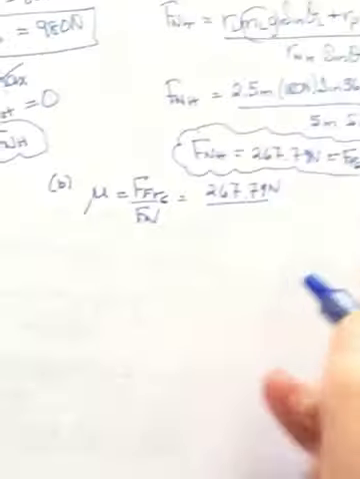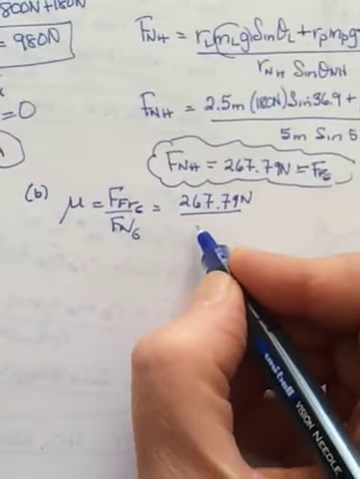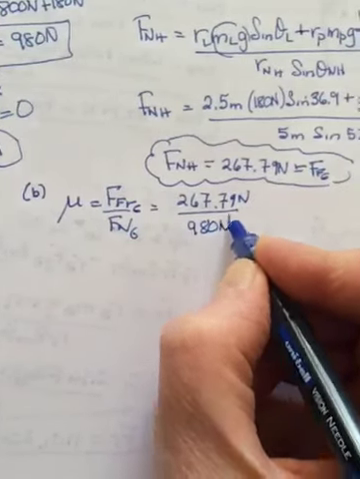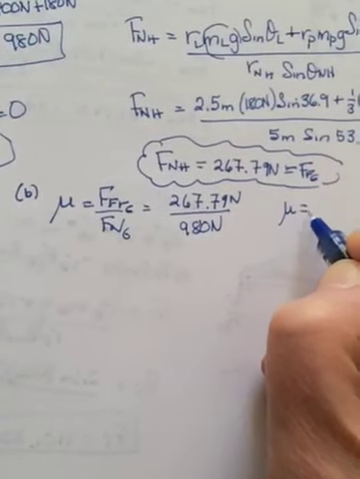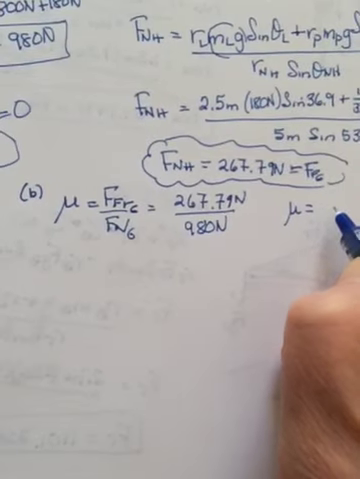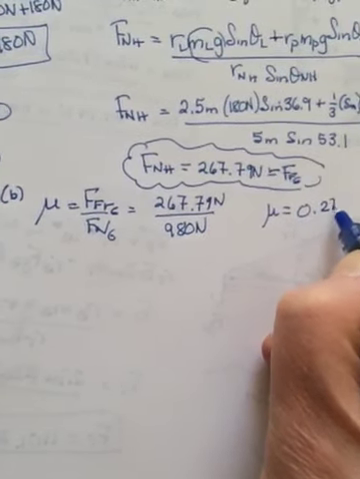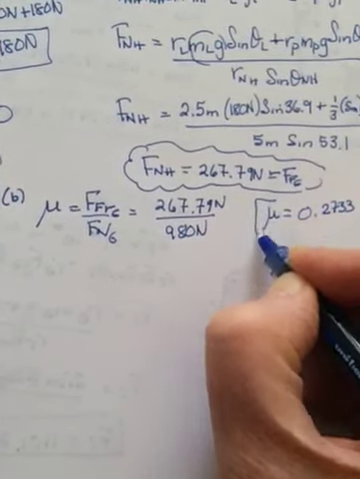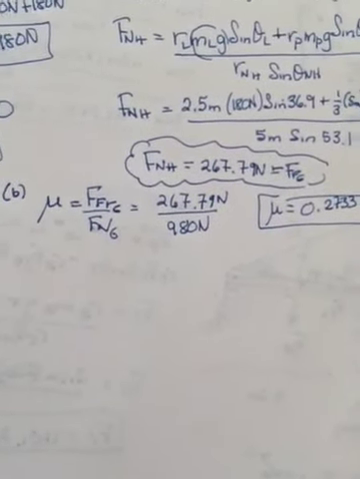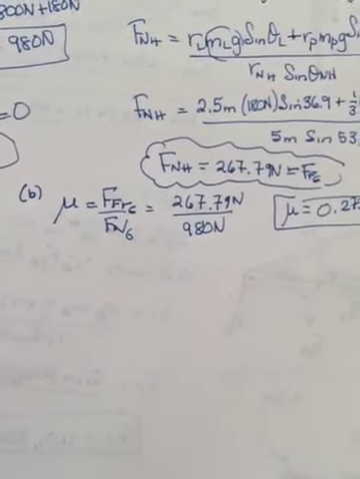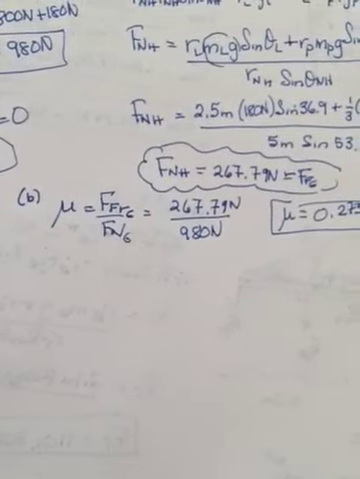And earlier we had found the normal of the ground. It was 980 newtons. And so from this we can get our coefficient of friction, and it should be something like 0.2733. Okay, so that's B. Now C you might have found a little confusing, but it shouldn't be that bad.